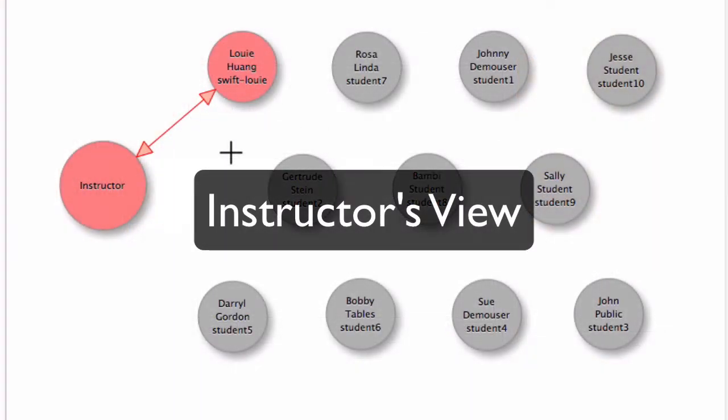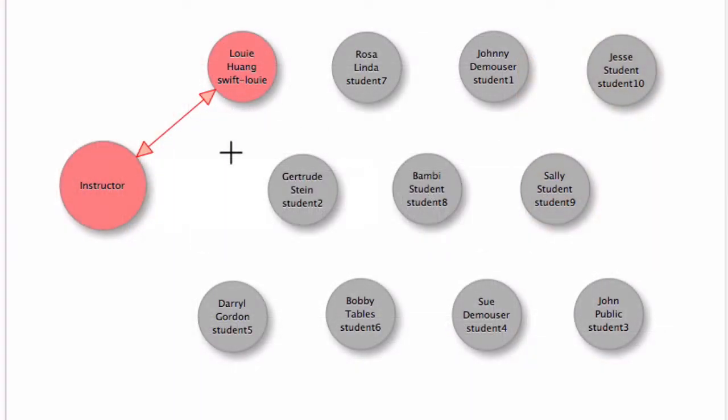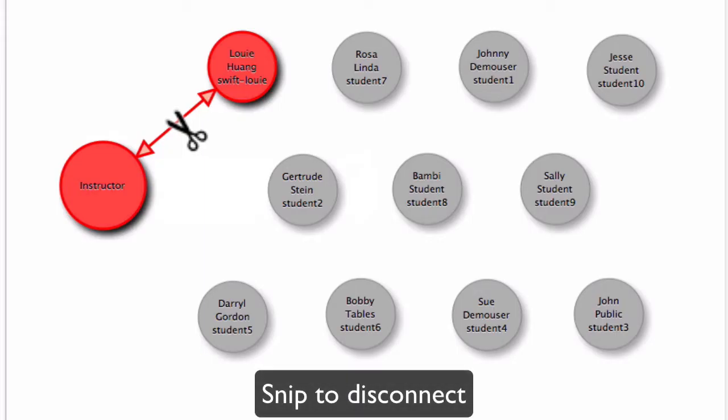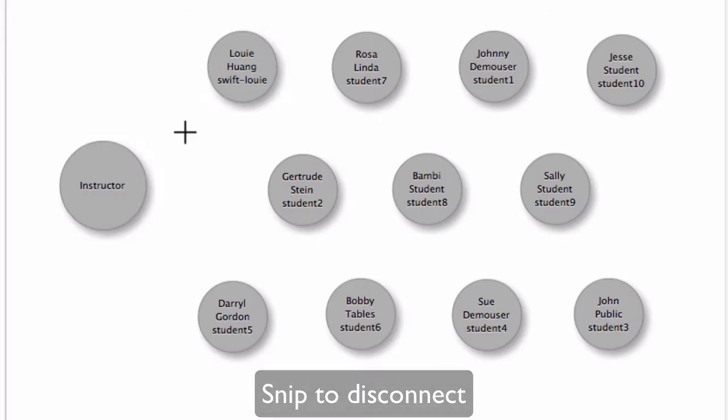In order to disconnect myself from Louis, all I have to do is hover my mouse over the line that I've created between us, and you'll notice that a scissor icon appears. With the scissor icon, I can click on the line and simply disconnect myself from Louis.